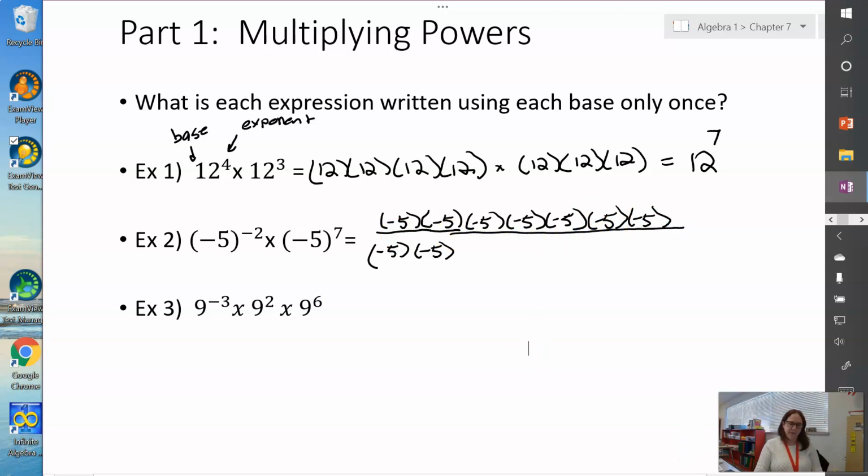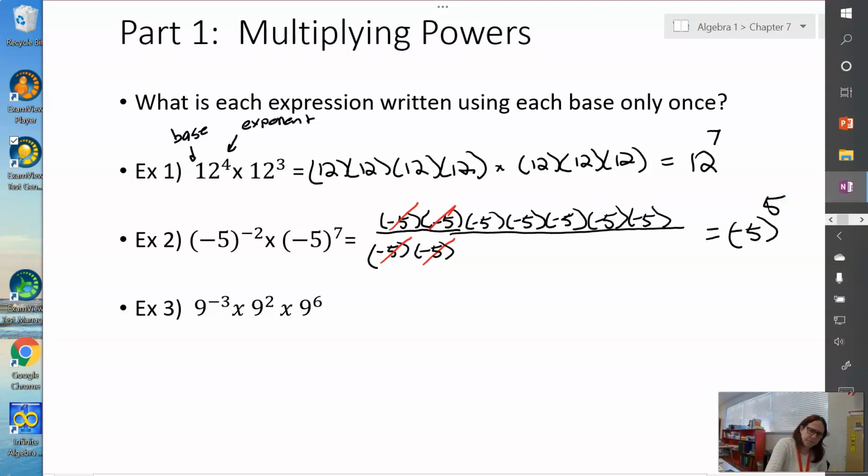And now look what happens. Some of these negative 5s cancel out. Cancel, cancel, cancel, cancel. So that leaves how many left? 1, 2, 3, 4, 5. So now I have negative 5 to the 5.